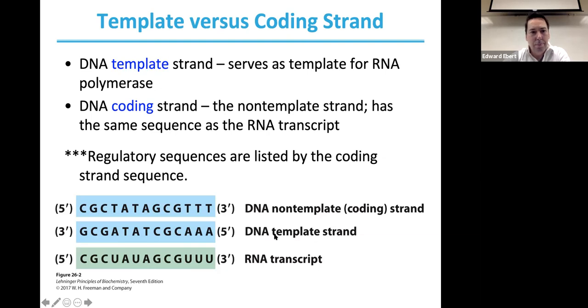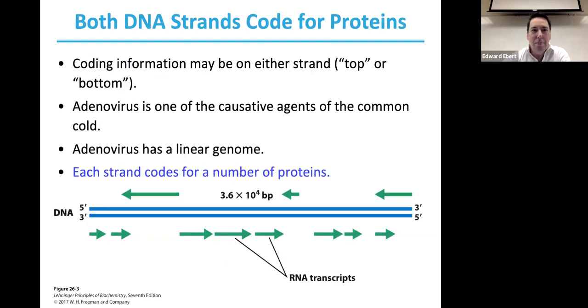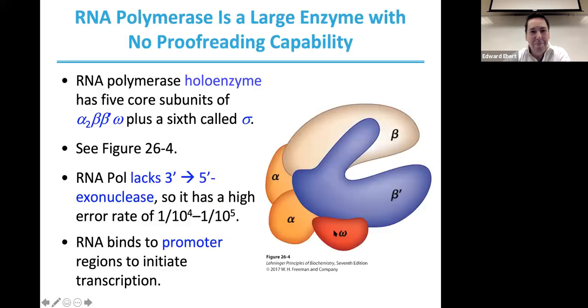Okay. Why are there 3 stars there? That's funky. So both DNA strands can code for proteins in bacteria. We can either have top strand or bottom strand. Not that it really matters. Adenovirus has a linear genome, and each strand codes for proteins. So here you can see our adenovirus, and depending on which way you go, you get different proteins in there. It is kind of neat that there's only a little bit of overlap. All right, some palindromes, I guess.